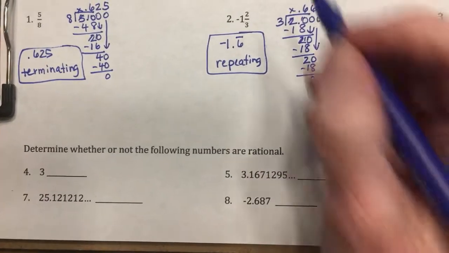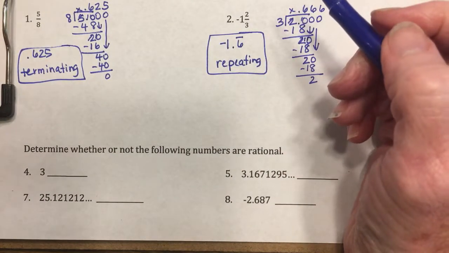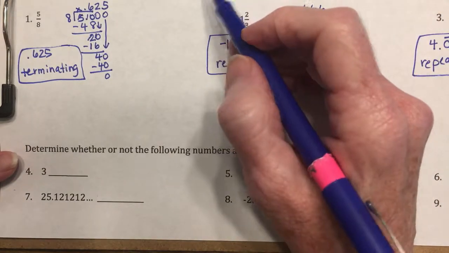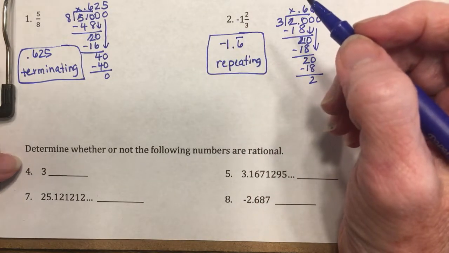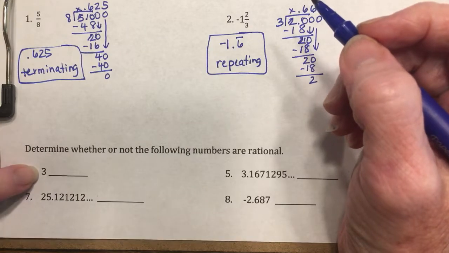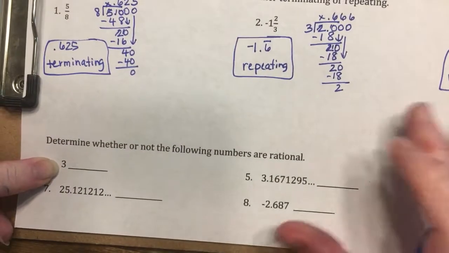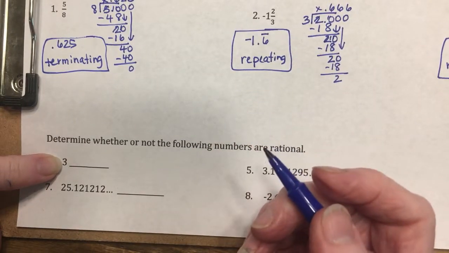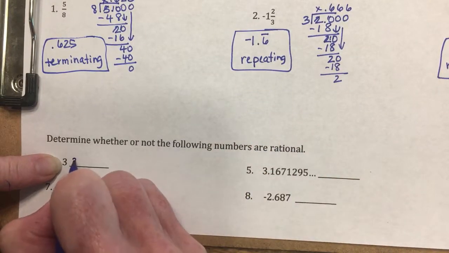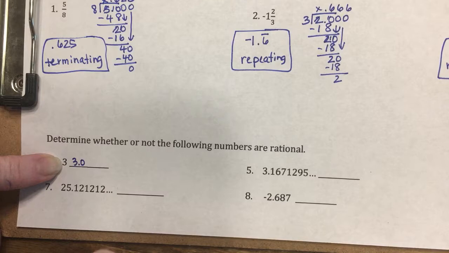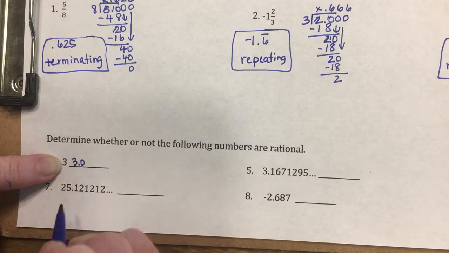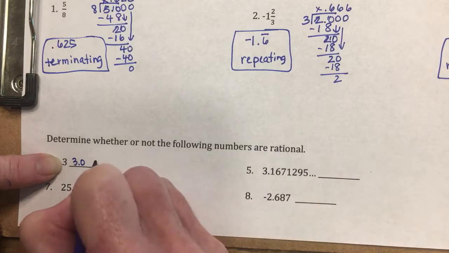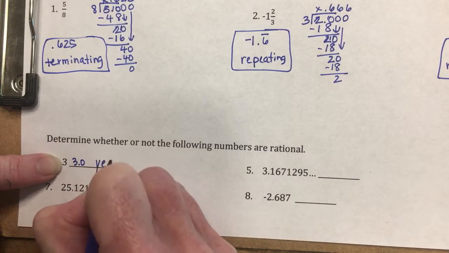All right, so this last section, we're just going to determine whether the following numbers are rational. Based on what we were told at the beginning, rational numbers can be written as fractions. They can be written as terminating and repeating decimals. So that's what you're going to look for in this. So 3 is not a fraction. It doesn't have a decimal, but could we make it a decimal? Could we say that this is the same thing as 3.0? Yes. Okay, so is that a terminating decimal? Yes, it is. All right, so this is rational. So we're going to put yes, rational.